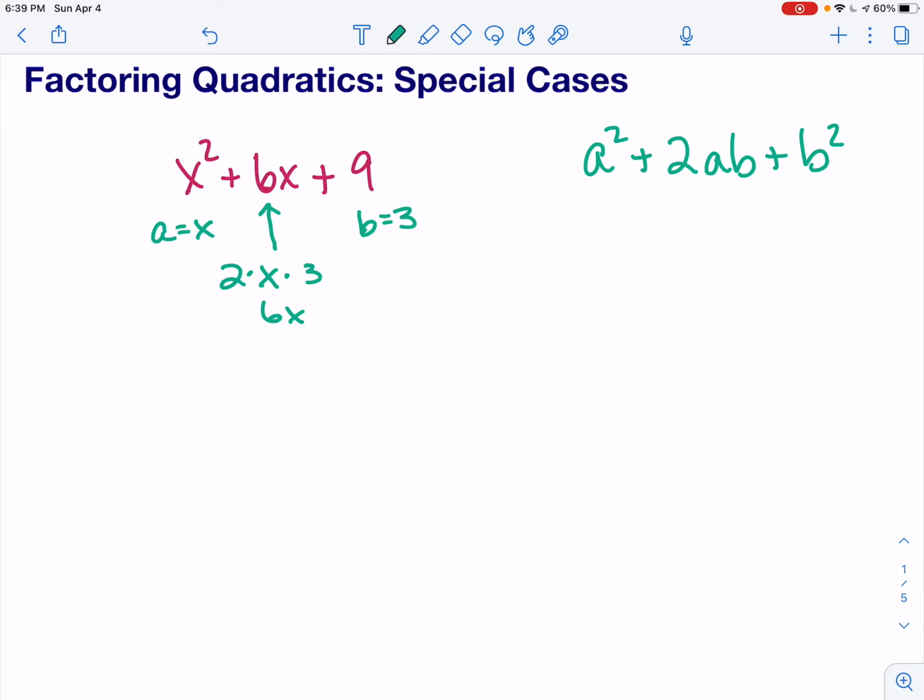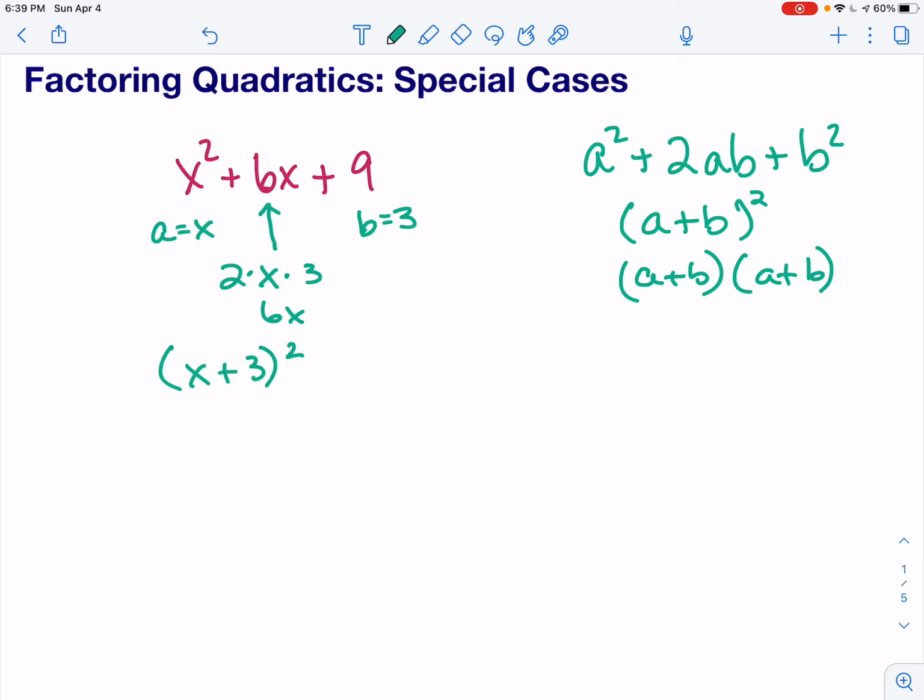So because I have that, the pattern says I should have a plus b squared. Let me try writing that again. A plus b squared, or it would be a plus b times a plus b. So using that same pattern over here on our problem, our a value was x, our b value was 3, so we would have x plus 3 squared, which is the same as x plus 3 times x plus 3.